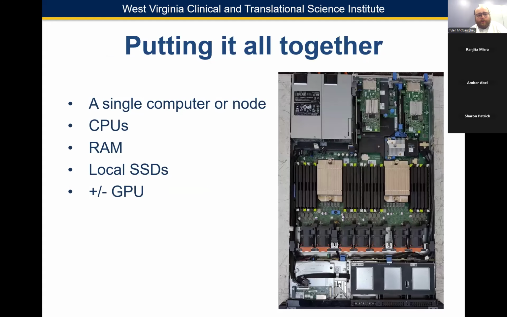So now we put it all together. This is what a single node inside our cluster looks like. These nodes will have some local storage, normally around a couple terabytes, which are in the form of SSDs. They'll have a bunch of RAM, to the tune of several hundred gigabytes, a handful of CPUs to actually do the work, and some of them have graphic accelerators as GPUs, some of them don't. And then there's some other network accessories along with our HPC cluster.